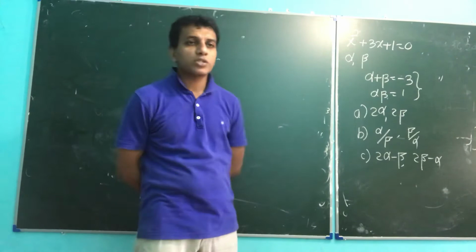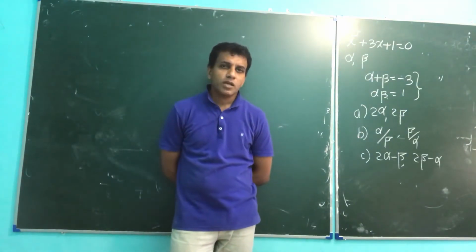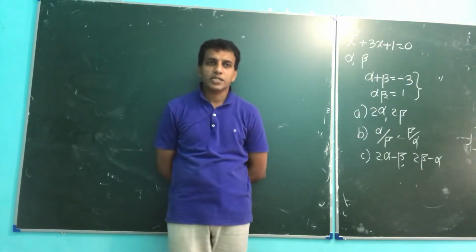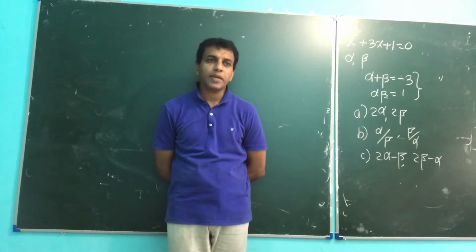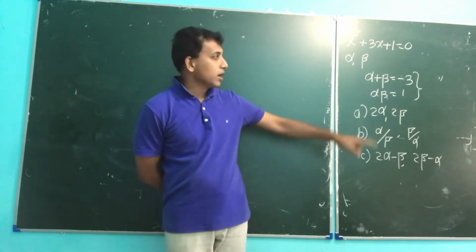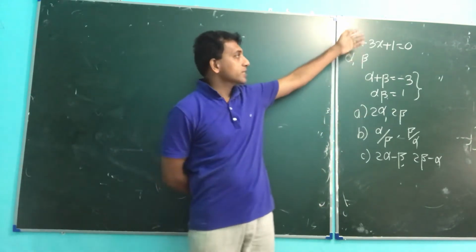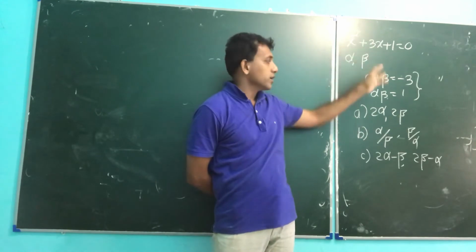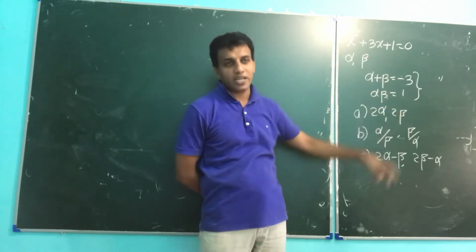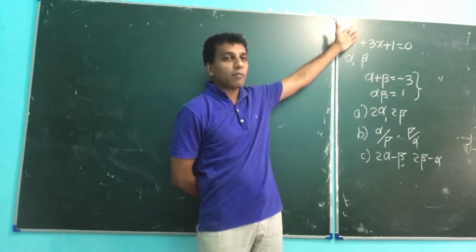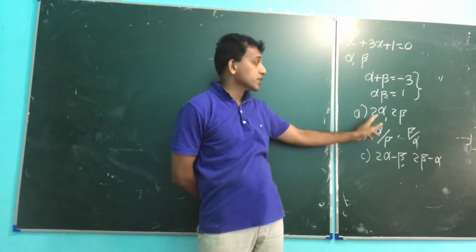For the first part you can use the transformation. The given equation has roots alpha and beta. But now the first part is what? Double: 2 alpha, 2 beta. If the answers are 3, 7, here they become 6, 14. If the answers are 1, half, here the answers are 2, 1.